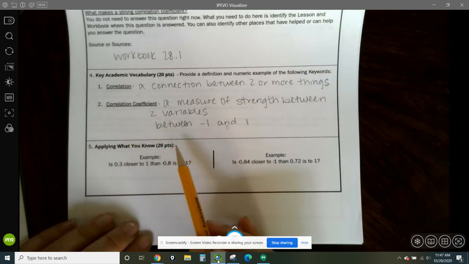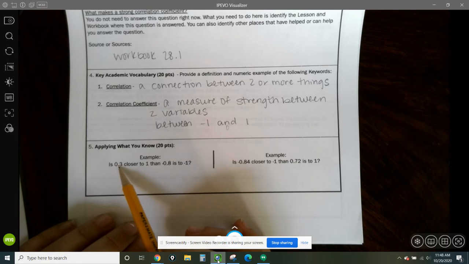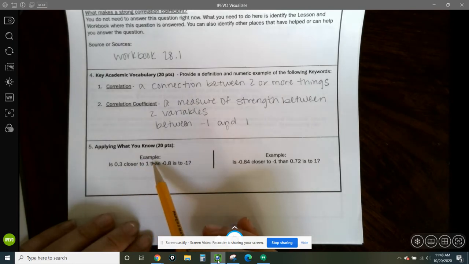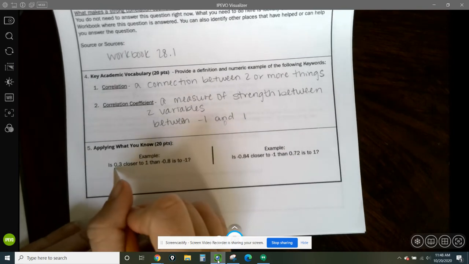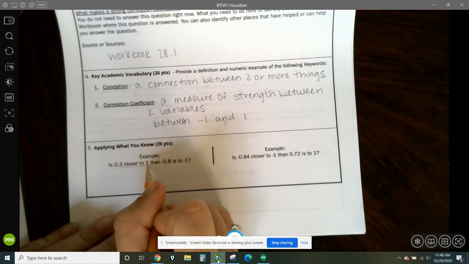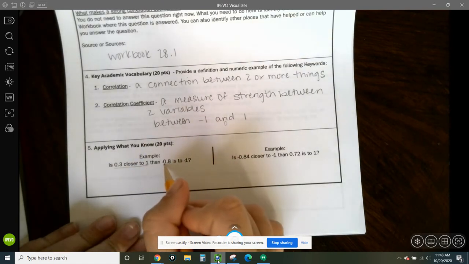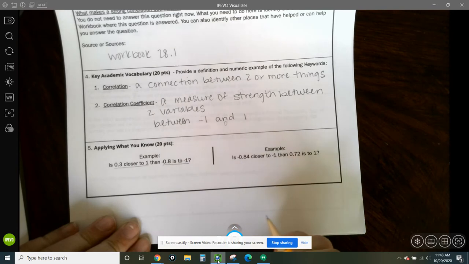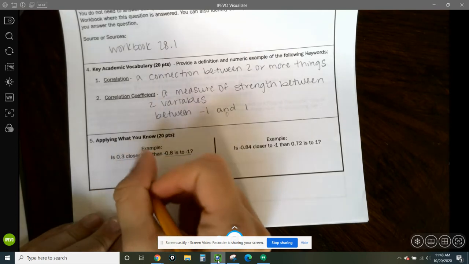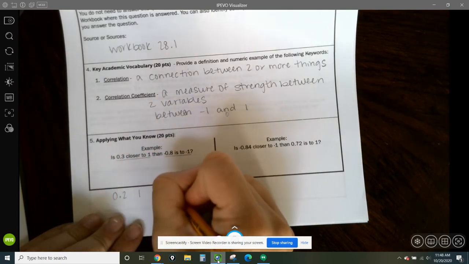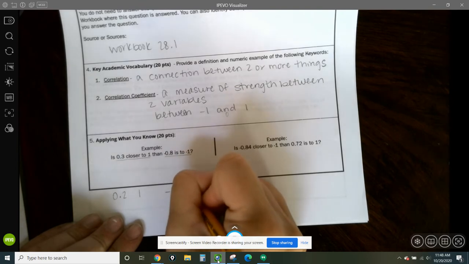Okay, so applying what you know. This question is just asking you, is -0.3 closer to 1 than -0.8 is to -1? Which one is closer? Take a minute and think about that. I'm going to show you an example with different numbers because I don't want to give you the actual answer here, but I'll talk about something else.